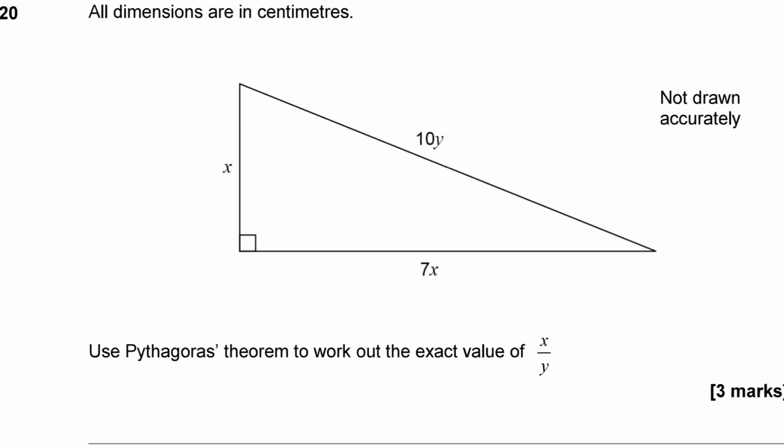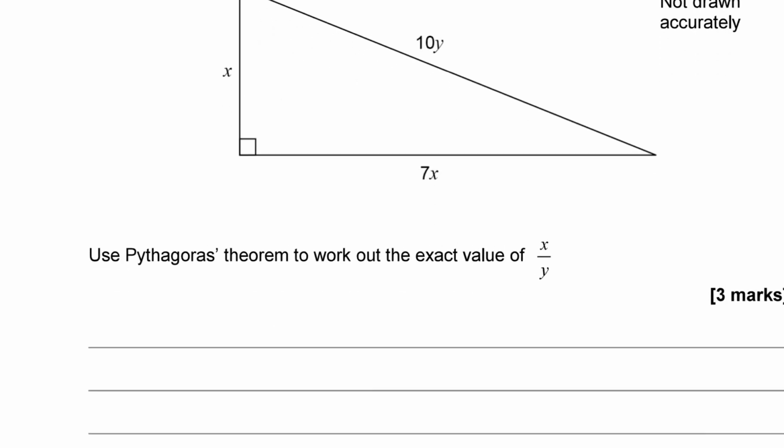Question 20. All dimensions are in centimeters, and we've got a right angle triangle here with sides x, 7x and 10y, and we need to use Pythagoras' theorem to work out the exact value of x over y.